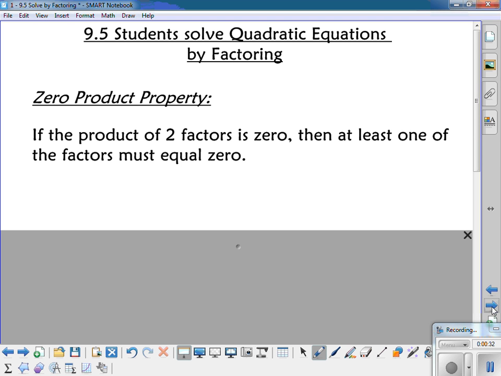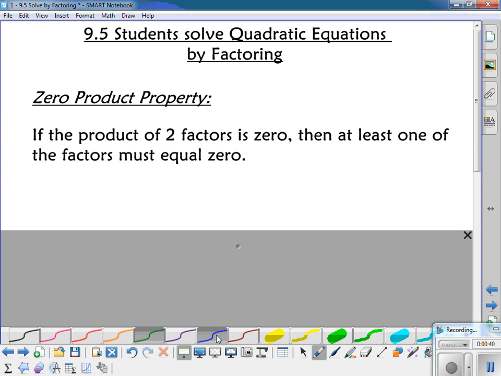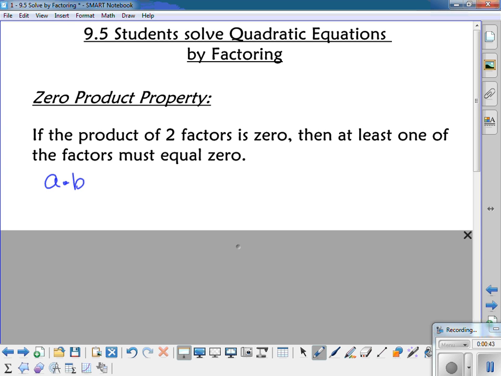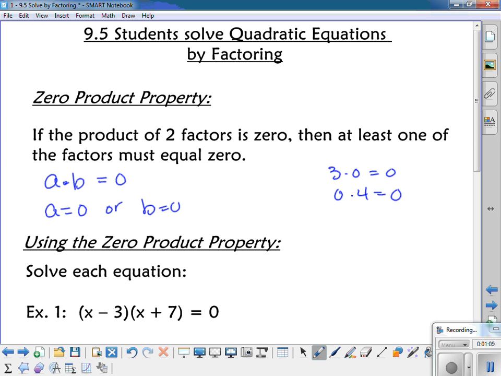The zero product property says that if the product of two factors is 0, then at least one of the factors must be equal to 0. So if I have a times b is equal to 0, then that means that either a has to equal 0 or b has to equal 0. So, for instance, if a was 3, then b would have to be 0. Or if b was 4, then a would have to be 0. Okay? So we can use that to solve equations.